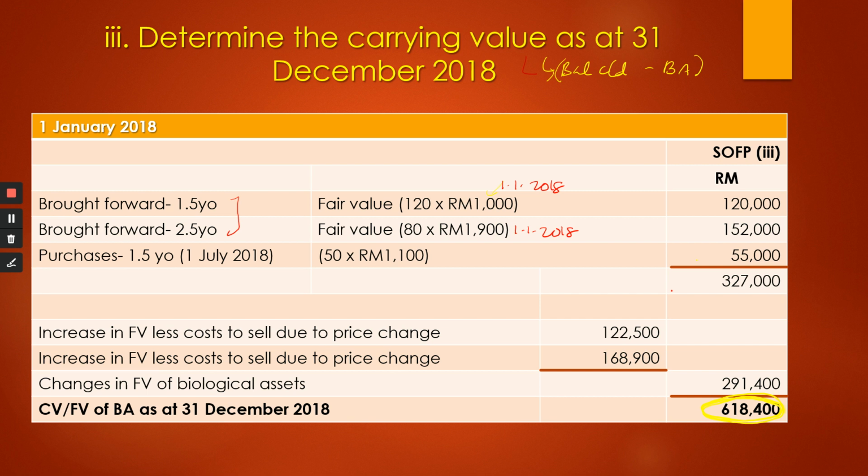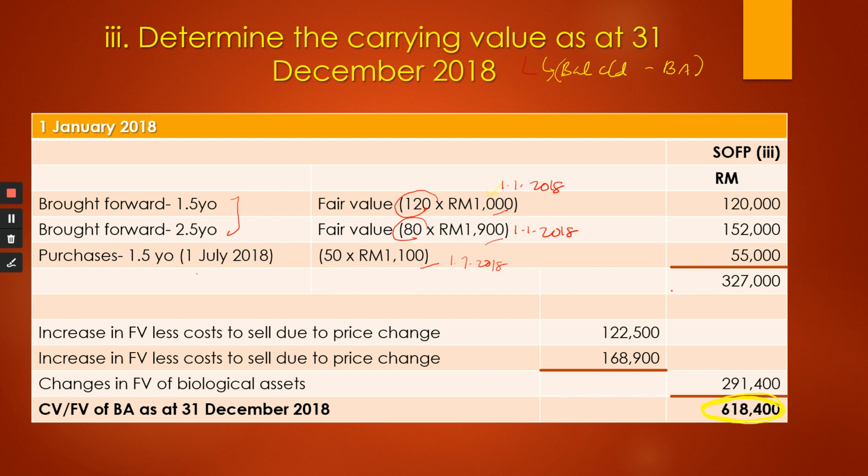So you take the number of herd or calf that you have at the beginning, which is 120 and 180, but those are different age groups. So you multiply with the price of the 1.5-year-old on 1st of January and the price of the 2.5-year-old on 1st of January. So you have 152. The next one is your purchase. Remember, you purchase your 1.5-year-old on 1st of July, so the price here is the price on 1st of July, the fair value less cost to sell, and the unit is 50 that you purchase.